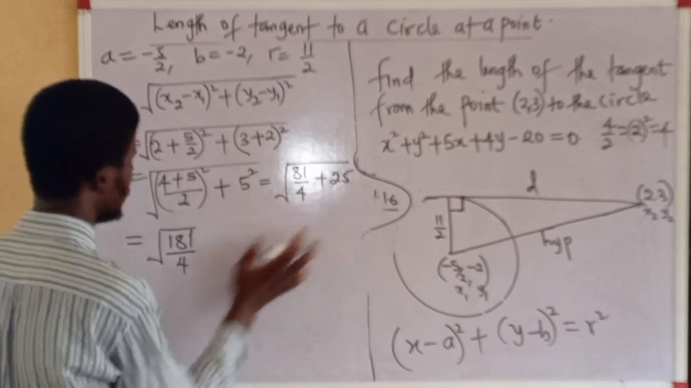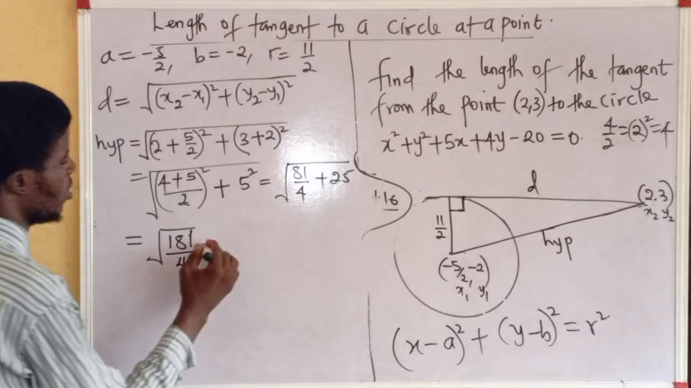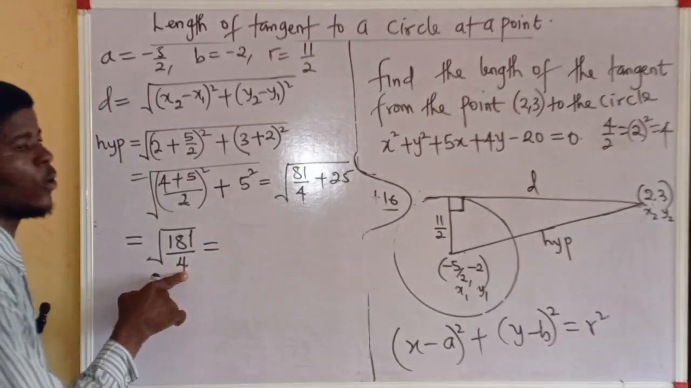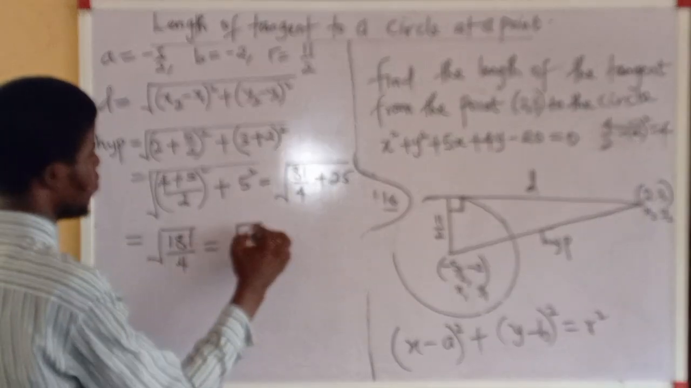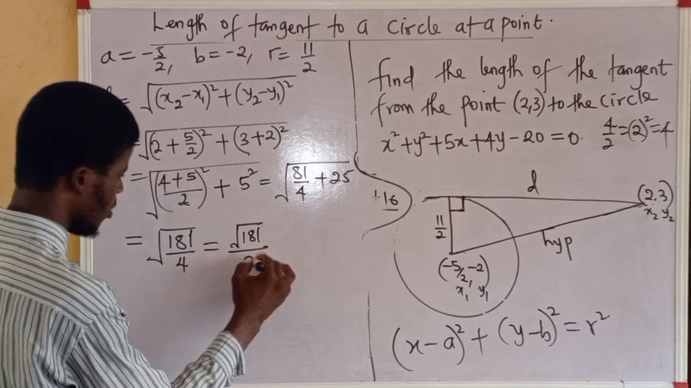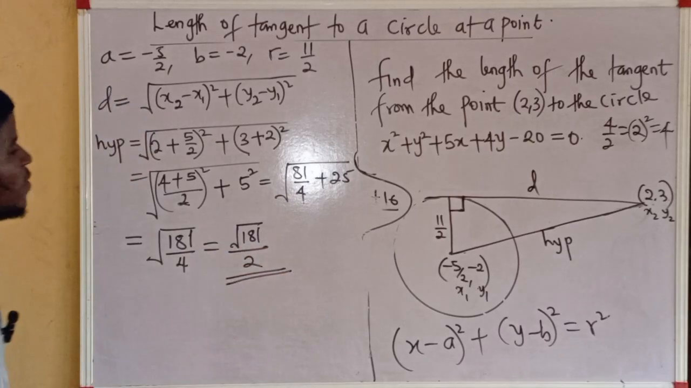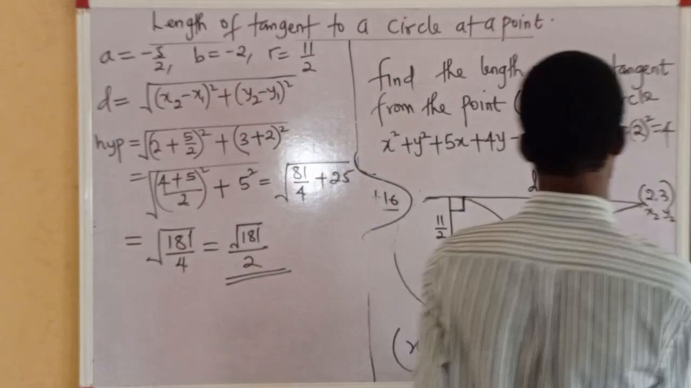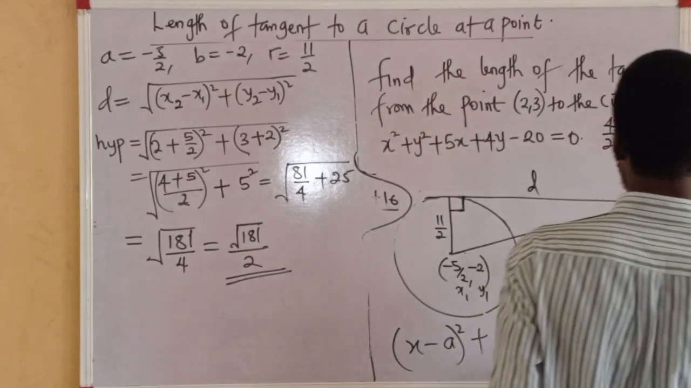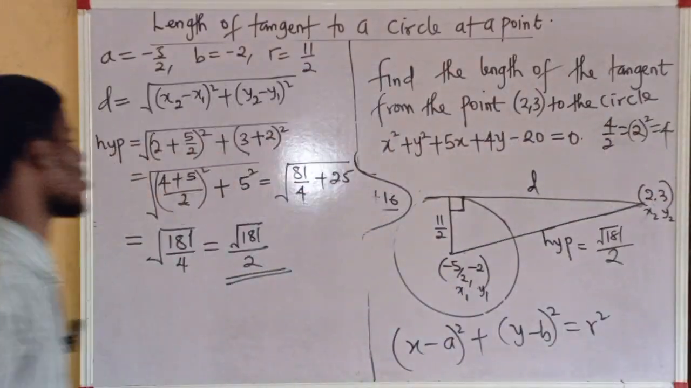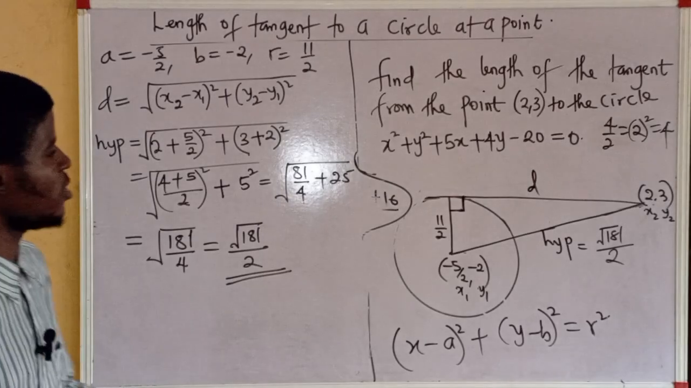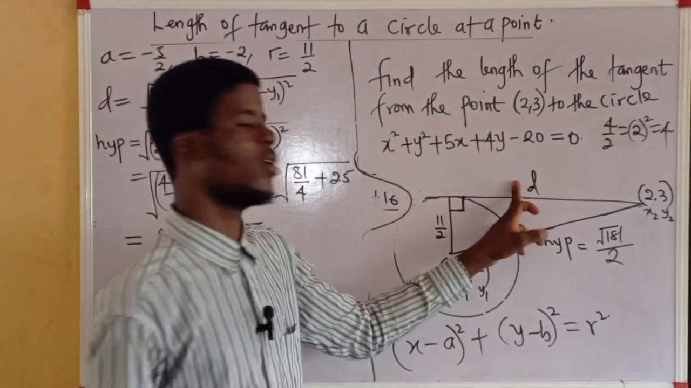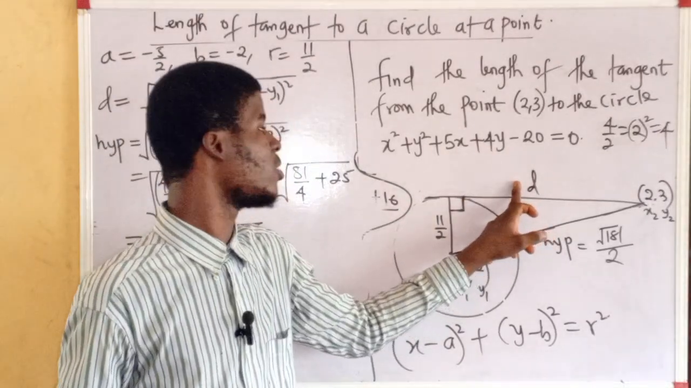So everything here is equal to this. Okay. The square root of 4 is 2. So we have root 181 all over 2. So this is the length of the hypotenuse. Alright? Root 181 all over 2 units. So the question remains the same. What is the length of the tangent?